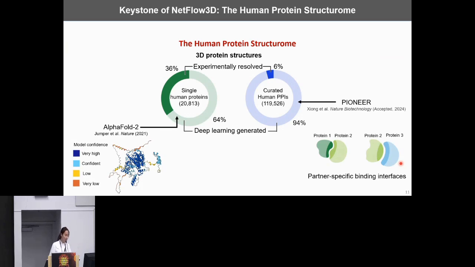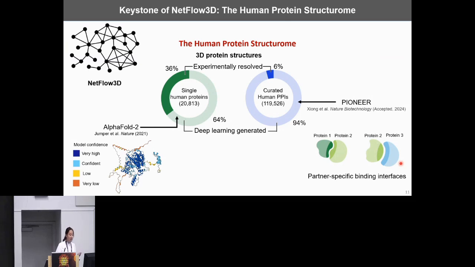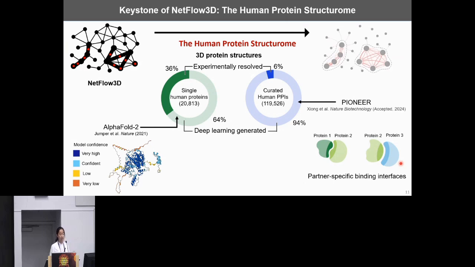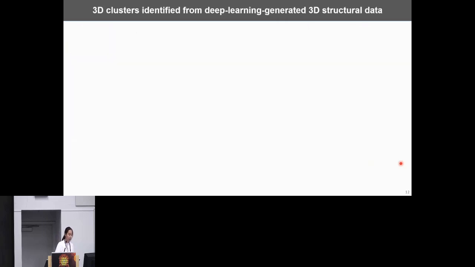It is because of the comprehensive nature of this so-called structural realm that we can do full coverage spatial mapping of mutations on 3D protein structures. This allows us to identify any existing 3D clusters, both on experimentally resolved structures as well as on the vast majority of deep learning generated 3D structural data. This is the key to obtaining this global view of the network organization of these local 3D mutation clusters, which is the foundation of NetFlow 3D.